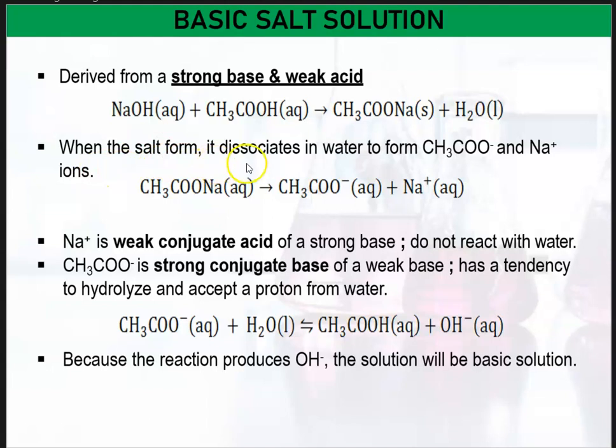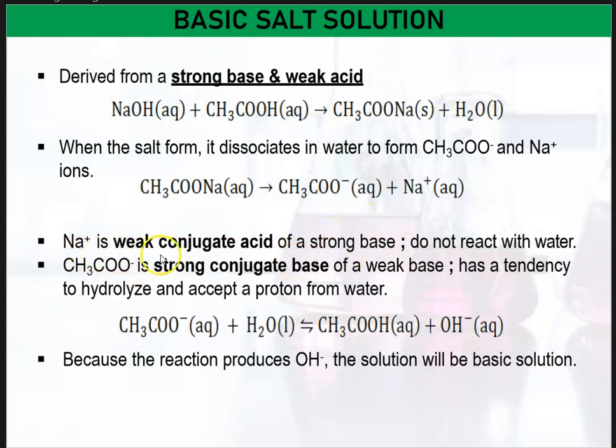When the salt forms, it will dissociate in water. We dissolve it in water. It will form CH3COO minus plus Na plus. And actually it is a pair. CH3COO minus is the conjugate base of the weak acid. Na plus is the conjugate acid of the strong base. Na plus is weak.